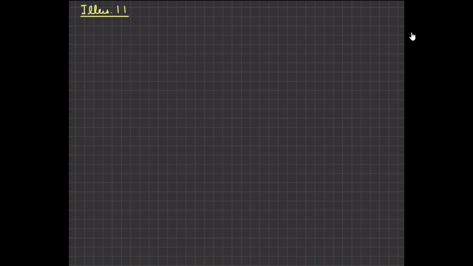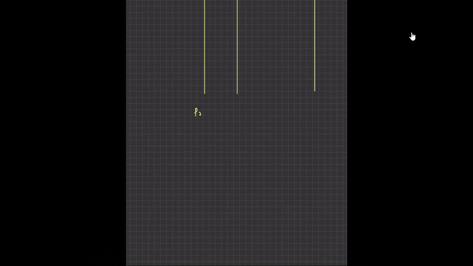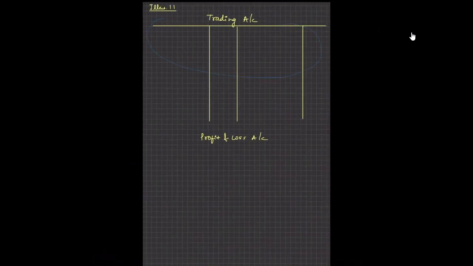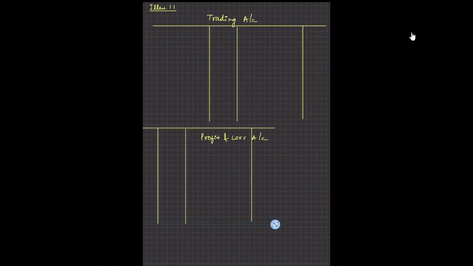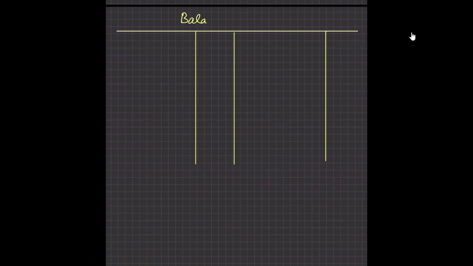We were asked to prepare the final account, so that obviously includes your trading and P&L account. So we will have our trading account initially, then we can prepare a P&L account separately. But if you guys are preferring to prepare a single trading and P&L account, that is also fine. So here we have the trading account. Then we will have our profit and loss account. Then we will have our balance sheet, which I believe would be a bit bigger.